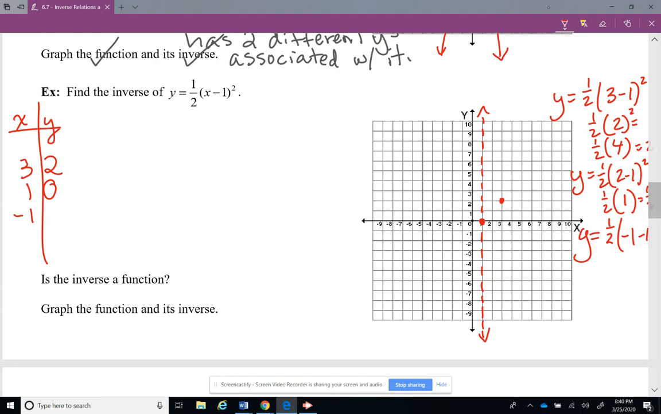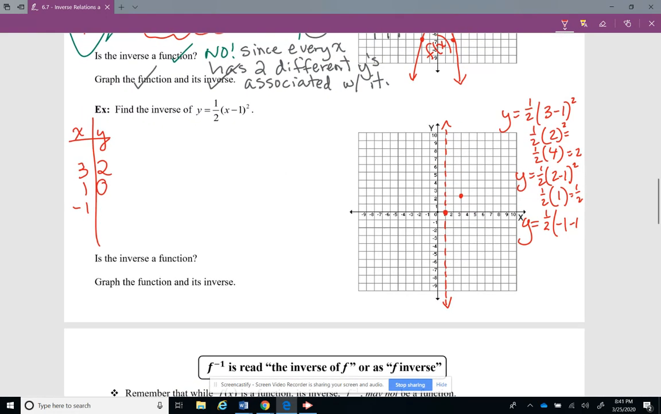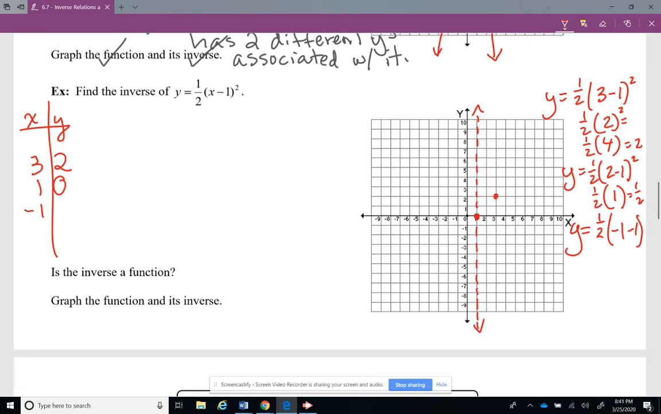Sorry about that. -1 plus -1 is -2. -2 squared is 4, and half of 4 is 2. So that's the point that we normally would have reflected. So that's (-1, 2). Oops, my bad. (-1, 2). All right, so now we see that the 2 right here didn't work because we got a fraction and we don't like to graph fractions.